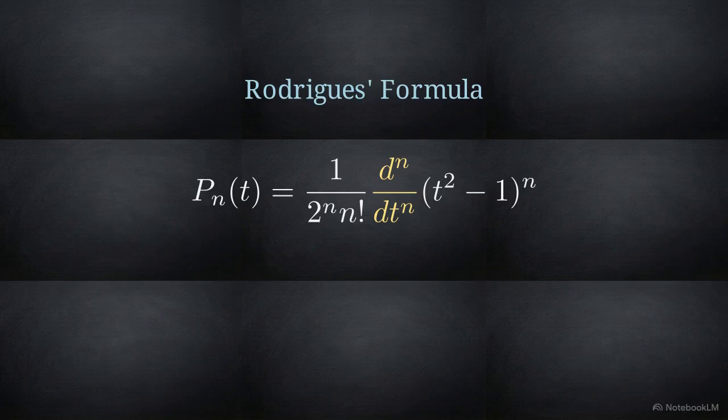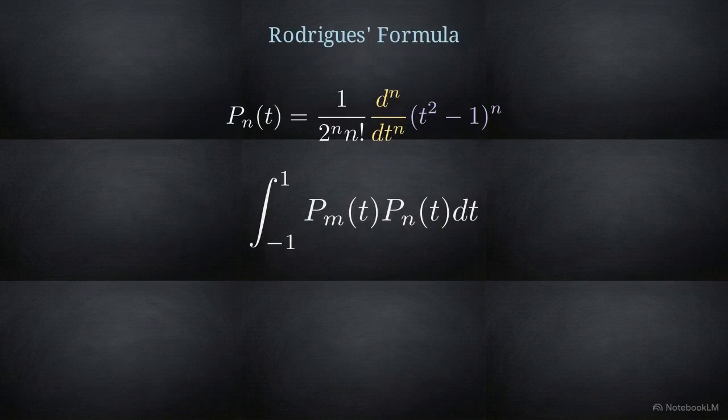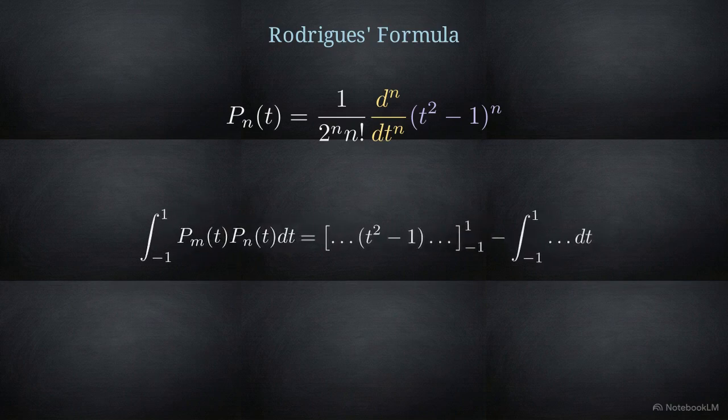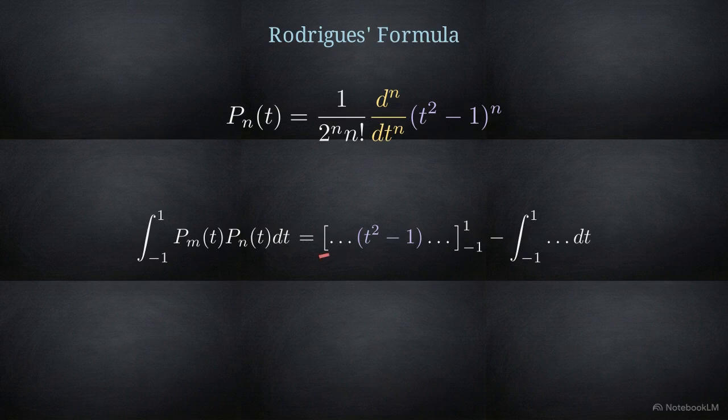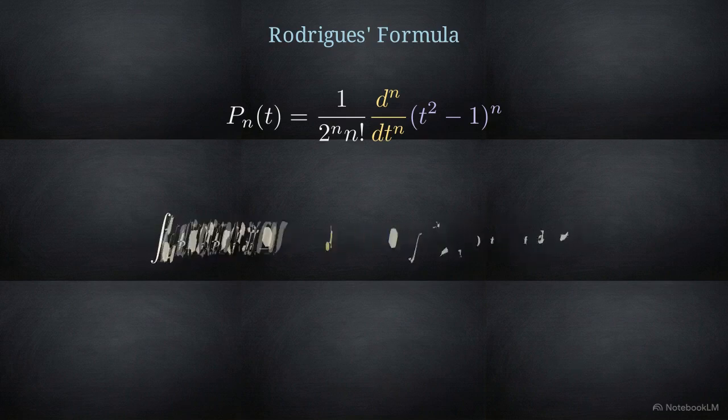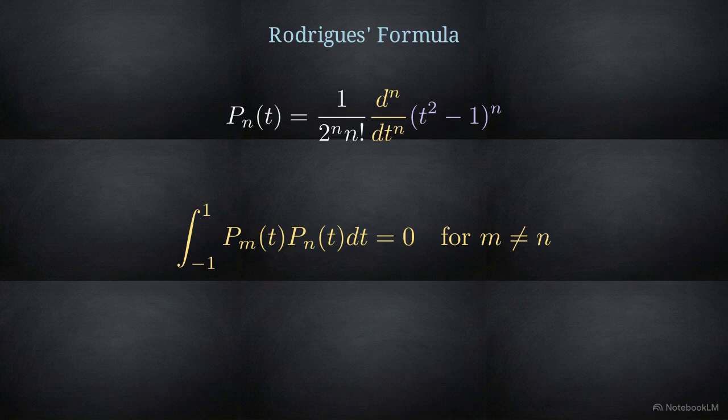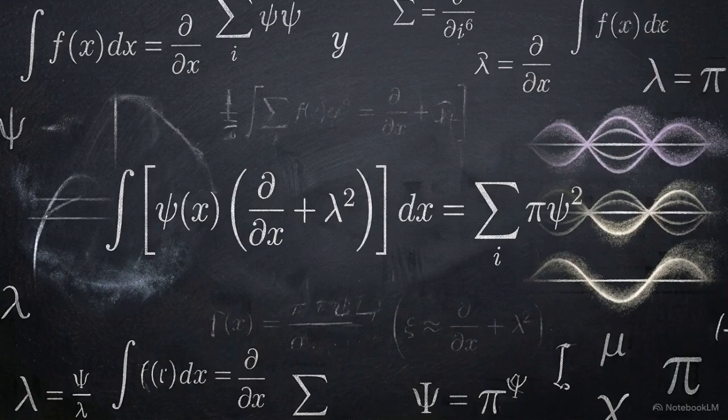We bypass that entirely using Rodrigues' formula, a shortcut that lets us compute the nth Legendre polynomial directly through repeated differentiation. The proof that these are orthogonal relies on that specific derivative structure. When you take the inner product and use integration by parts, Rodrigues' formula forces the lower degree boundary terms to evaluate to 0, cleanly annihilating them. The resulting polynomials happen to be the exact solutions to the Legendre differential equation, which appears frequently in potential theory.